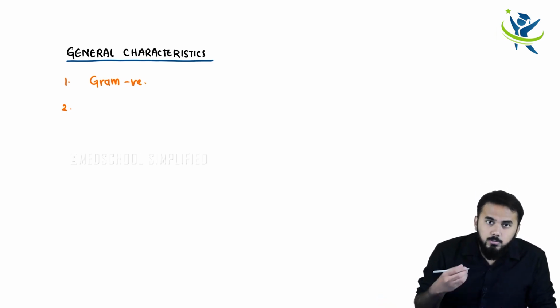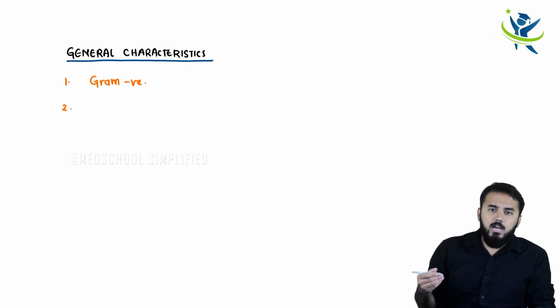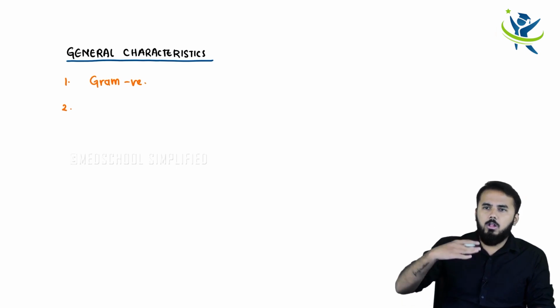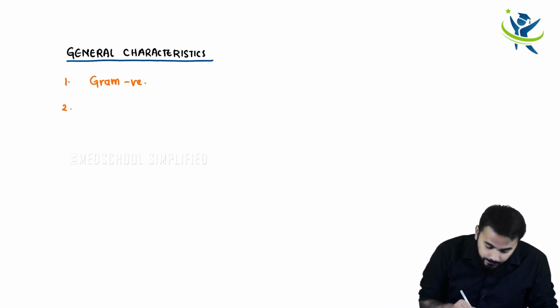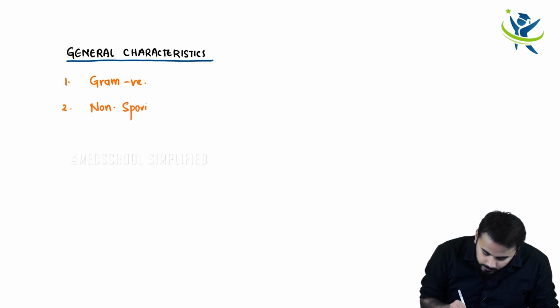The second important thing is, unlike the other bacterial species, this bacteria does not produce any spores. So it is a non-spore forming bacteria. Can you tell me some bacteria which form spores? Yes, the Clostridium species, all the Clostridium species form spores. They are spore forming bacteria, whereas this Klebsiella pneumoniae is a non-spore forming bacteria. So this is a non-sporing bacteria.